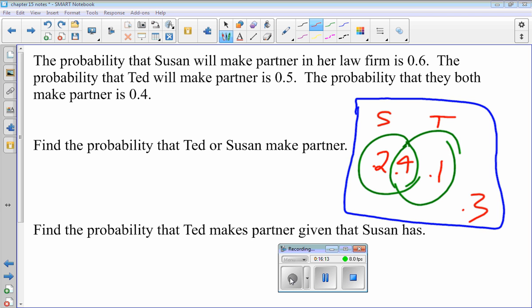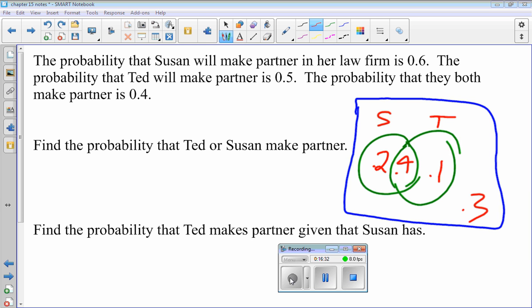You subtract 0.4 from 0.6, so that Susan will have 0.2 probability. And you subtract 0.4 from 0.5, so that Ted will have 0.1. And then there's a leftover 0.3 that neither of them can make partners. Very good. All right. So, excellent.